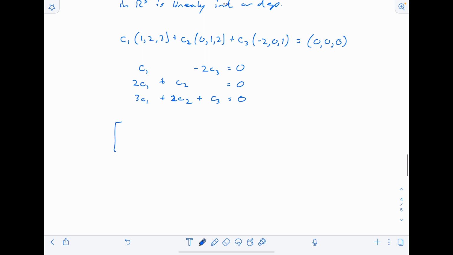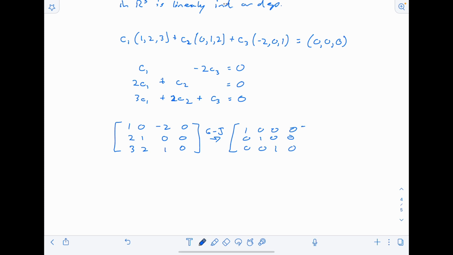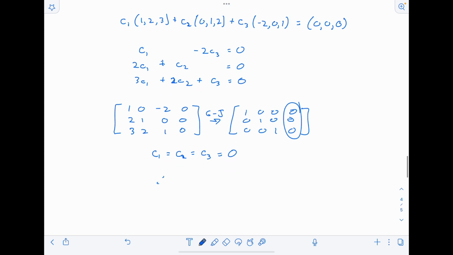And so again, as always, I'm going to go ahead and create the augmented matrix: 1, 0, -2, 0, 2, 1, 0, 0, and 3, 2, 1, 0. And applying Gauss-Jordan, that's going to give us 1, 0, 0, 0, 0, 1, 0, 0, and 0, 0, 1, 0. So in this case, we're solving for the scalars. All of the scalars, C1, C2, C3, were equal to 0. So there will not be a case where C1, C2, or C3 is something other than 0, and we can determine that this is linearly independent. That's what we're looking for: when you get all zeros in your solution, the trivial solution, that's when it's linearly independent. Otherwise, it's dependent.